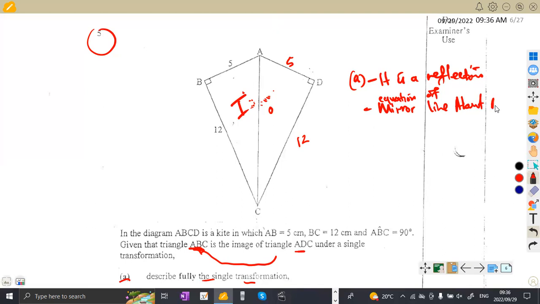Okay, so you need the equation of the mirror line about AC, the line that is what? Dividing the shape into two quarters. So we just mapped our triangle along this line. This is going to give us the object and the image concept. Okay, so that was the question on describing.